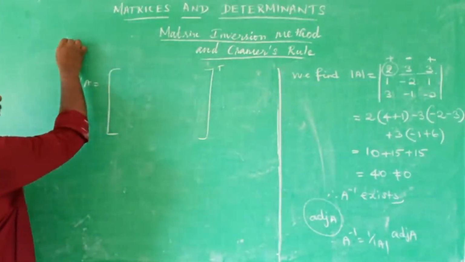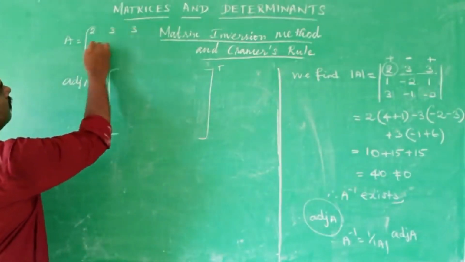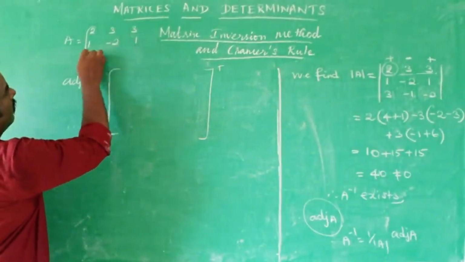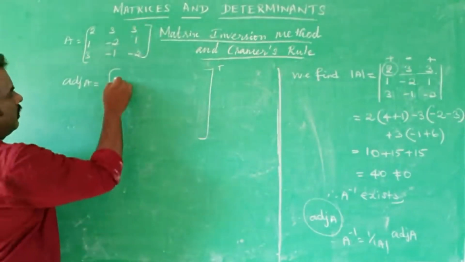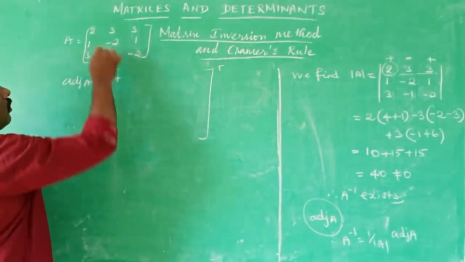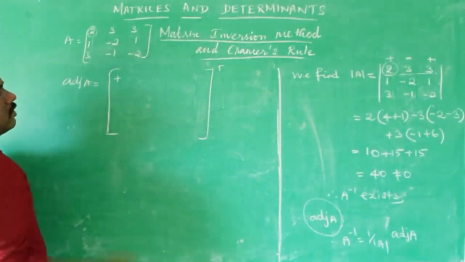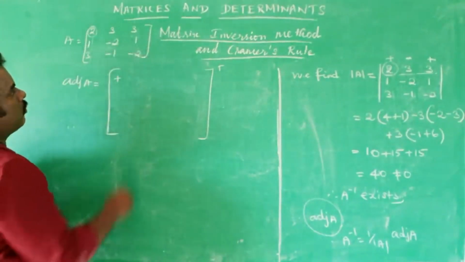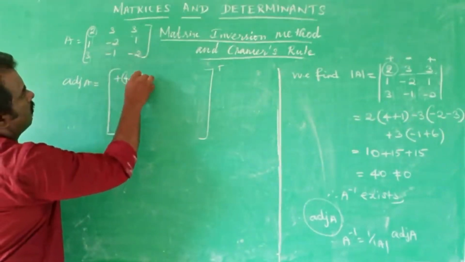For our convenience, I'm going to write the matrix A here: 2, 3, 3, 1, minus 2, 1, 3, minus 1, minus 2. The first can be taken with the plus symbol. It's M11, that is minor 11. What is minor 11? Fix this element and ignore this row and ignore this column. Take the determinant of the remaining 2 by 2 matrix. That is 4 minus of minus 1, that is plus 1.